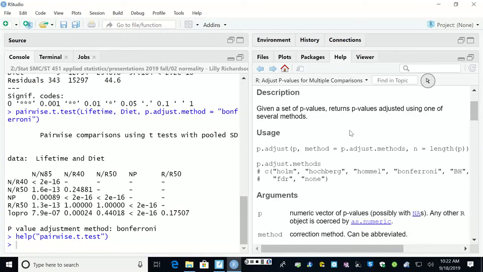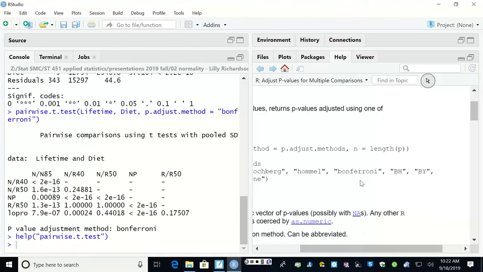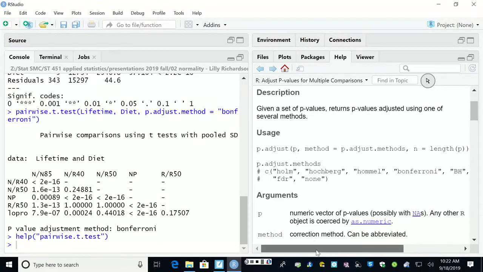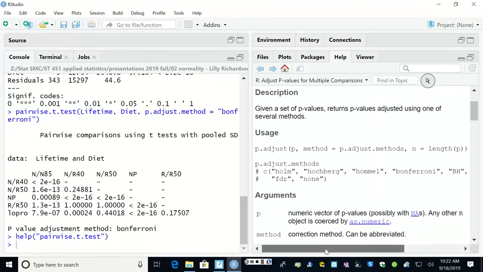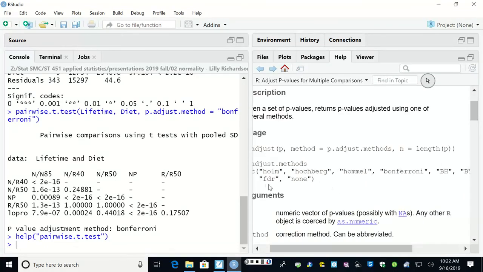There's a little help file. And here's the Bonferroni. That's in there. But Holm is a very common one. Some of these, like Hochberg or false discovery rate, are set up for really high dimensions. They're intended for genetic type studies where you have thousands of tests to do. And dividing 0.05 by 1,000 gets ridiculously small. So they do something a little bit different.